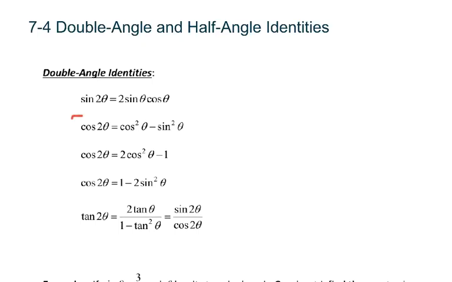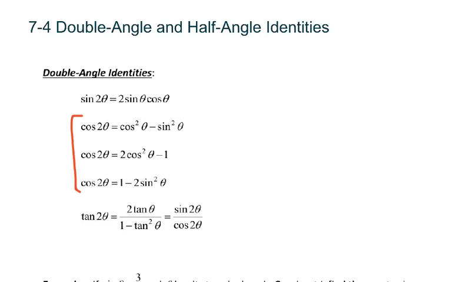What I want you to notice is that there are 3 double angle formulas for cosine 2 theta. One of them is cosine squared minus sine squared. However, we don't use that one as much. We use the other 2 more frequently. One of them is 2 cosine squared theta minus 1, and the next one is 1 minus 2 sine squared theta.